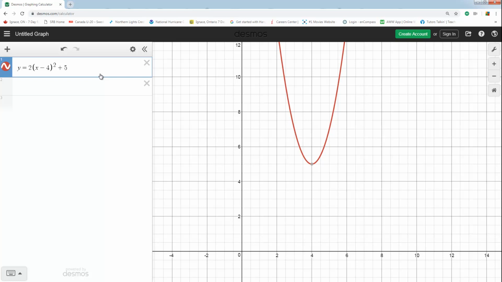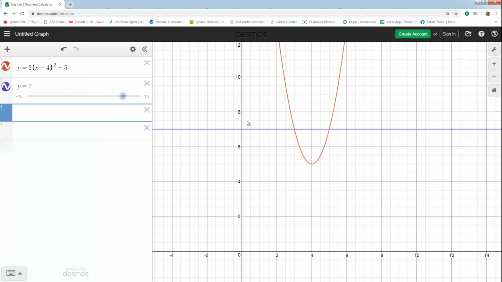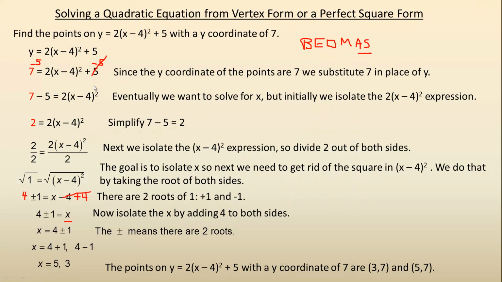A simple way to do it, though, is to graph the line y equals 7 here. Okay, so there's one intersection, and there's the other one. Remember, the x coordinates were 3 and 5. So those are the 2 points on this parabola that have a y coordinate of 7. They're (3, 7) and (5, 7). And so that's a little tutorial on how you solve when it's in a perfect square form. So basically, you're kind of undoing the square to isolate for x. That's the idea. And that's the end of the tutorial.